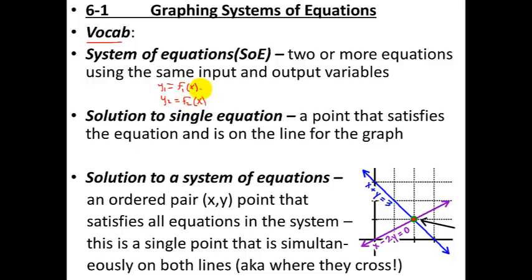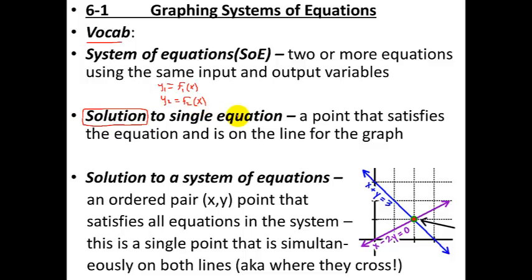They might be in function notation, they might be in y equals notation, but you'll just have two generic equations that both have x and y in them. And your idea is, when you have these two taken together, they're called a system of equations. So when it says solve a system of equations or find the solution, what does that mean?